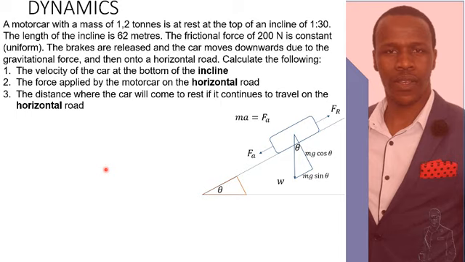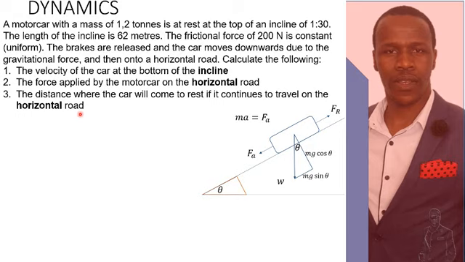The brakes are released and the car moves downwards due to gravity, or gravitational force only, and then onto a horizontal road. Calculate: number 1, the velocity of the car at the bottom of the incline. Number 2, the force applied by the motor car on the horizontal plane. This is quite interesting. Number 3, the distance where the car will come to rest if it continues to travel on the horizontal road.